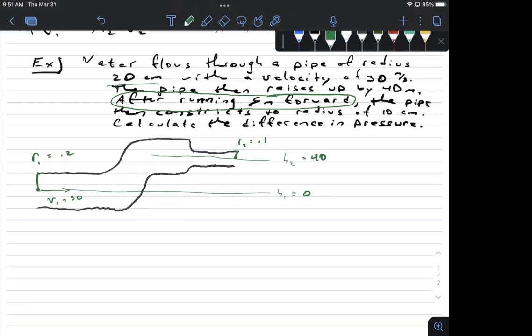All right, well, once we have this, we could go ahead and try solving the problem. This is a Bernoulli problem. We have fluid flowing through a pipe, and the pipe moves around, and we want to know about the pressure. Immediately, that tells you to use Bernoulli's equation. So P1 plus 1/2 rho V1 squared plus rho g h1 is the same for 2.